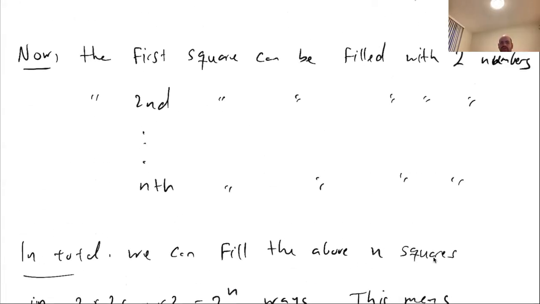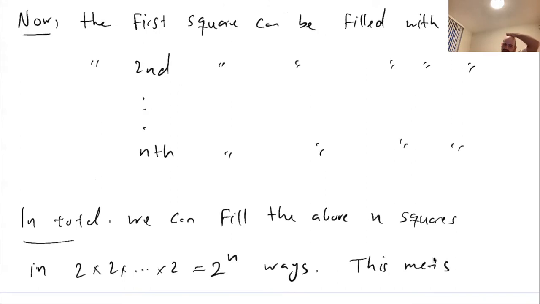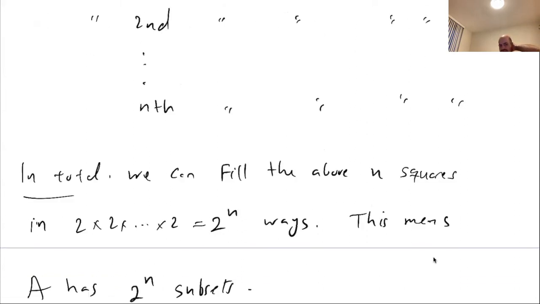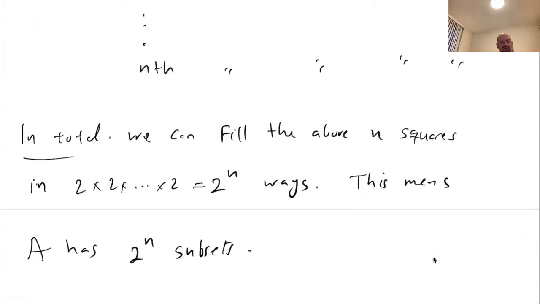Okay. Yeah, each of the squares can be filled with 2 elements. So in total, we have 2 times 2 times 2, 2 to power n ways. And therefore, A has 2 to power n subsets.